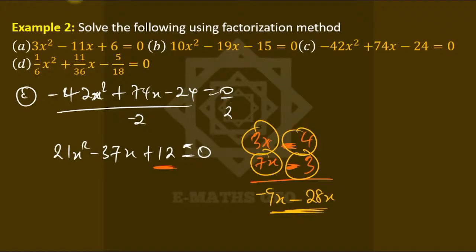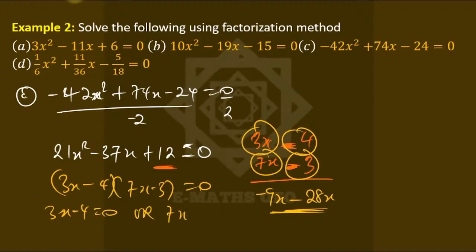So this thing has factored as 3x minus 4 times 7x minus 3. No need of wasting time. For the product to be 0, this is 0 or 7x minus 3 is 0. If we solve for x, I have 4 over 3 or 3 over 7. What we learned in this question is that when the coefficients are too large, we need to check whether there is a common factor that can reduce them.